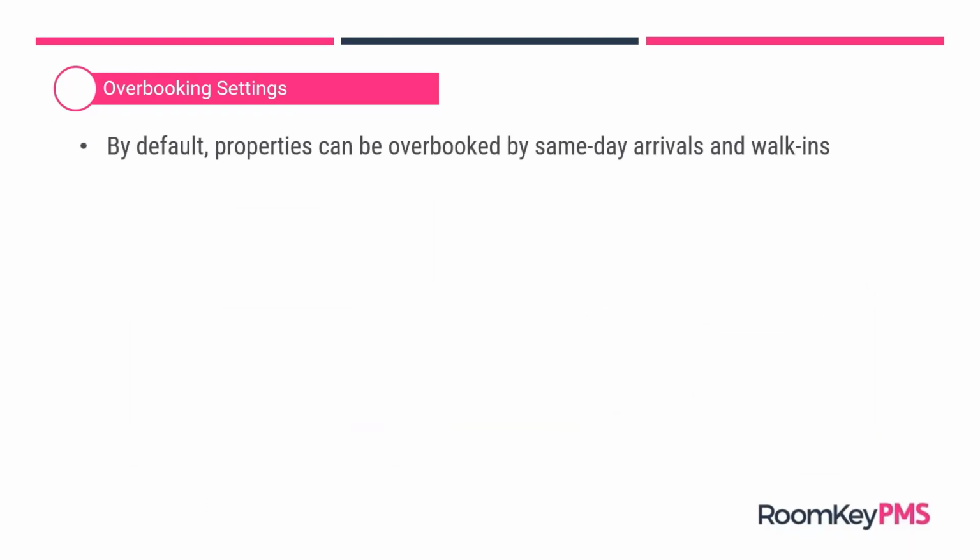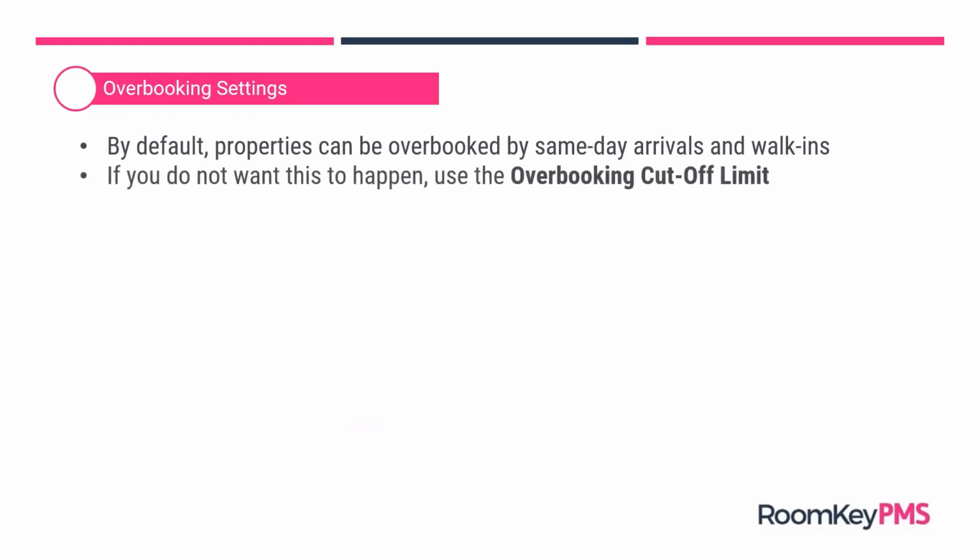Another setting that I want to discuss is just to note that by default, properties can be overbooked on the same day by same day arrivals or walk-in reservations. So if you do not want this to happen, you can actually use our cutoff limit. It is found in the property module inside RoomKey.